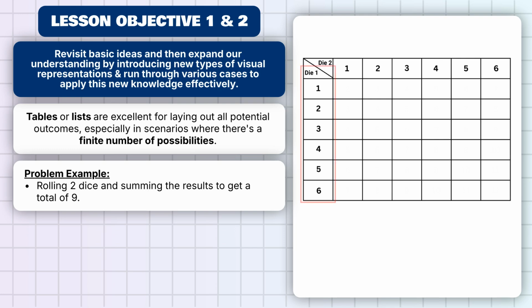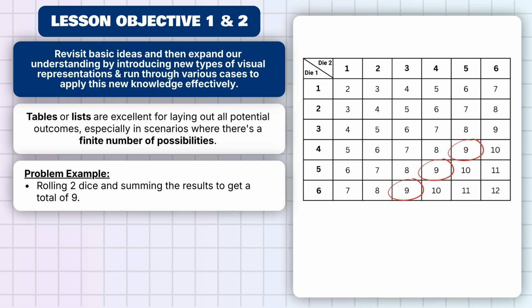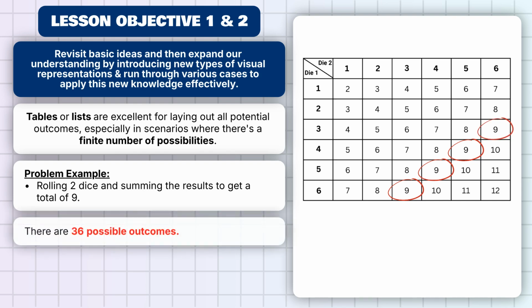We create rows for the outcomes of the first die and columns for the outcomes of the second die. By filling in all the potential sums and counting how many of them equal 9, we can then determine the probability. For instance, the pairs 3, 6, 4, 5, 5, 4, and 6, 3 all sum to 9. With a total of 36 possible outcomes, 6 sides on each die multiplied together, we find there are 4 outcomes out of 36 that total 9, giving a probability of 4/36 or 1/9.